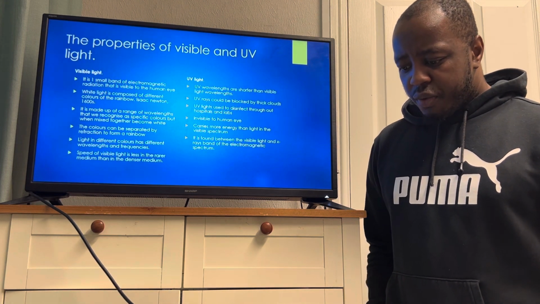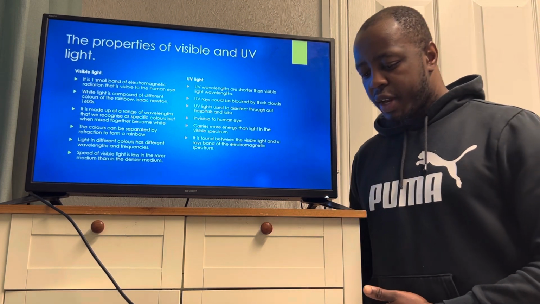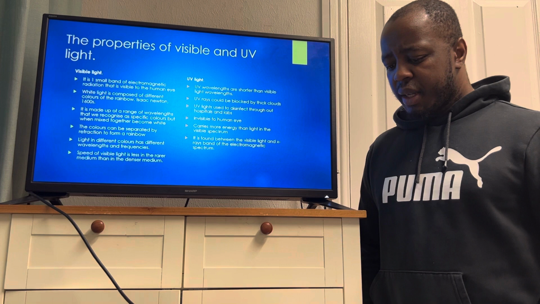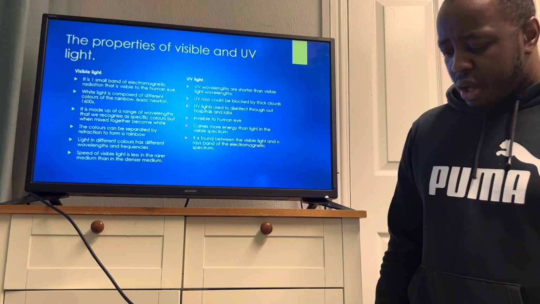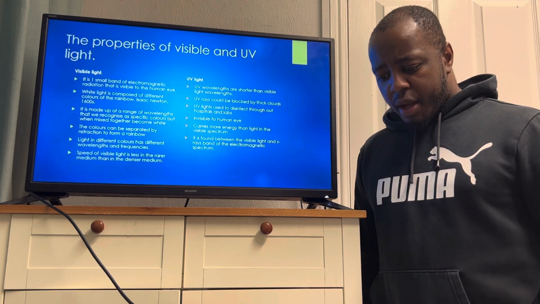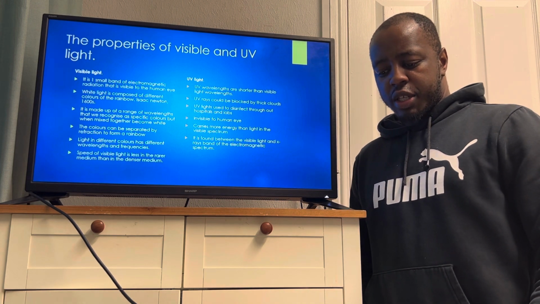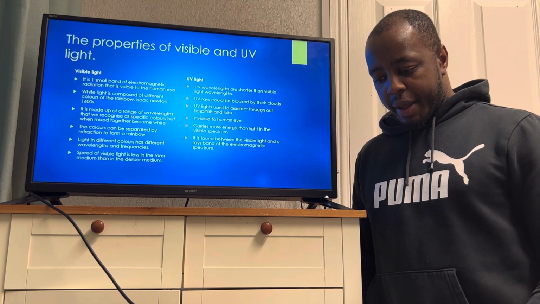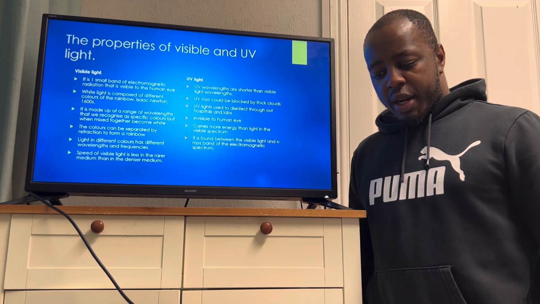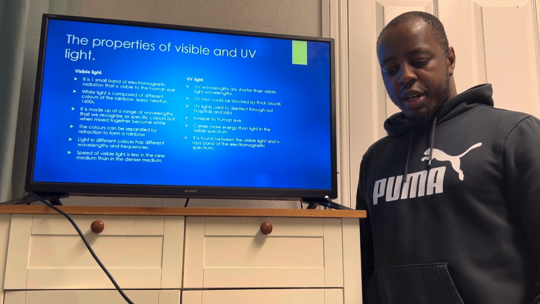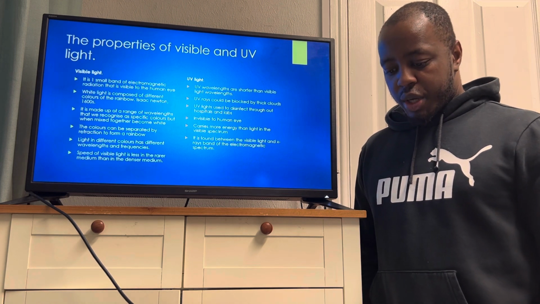Okay, so we've got here a comparison of the properties of visible and UV light. Okay, I'll just go through a few for the sake of time. So I've got here visible light. It is one small band of electromagnetic radiation that is visible to the human eye. Okay. White light is composed of different colors of the rainbow. So said Isaac Newton in the 1600s.